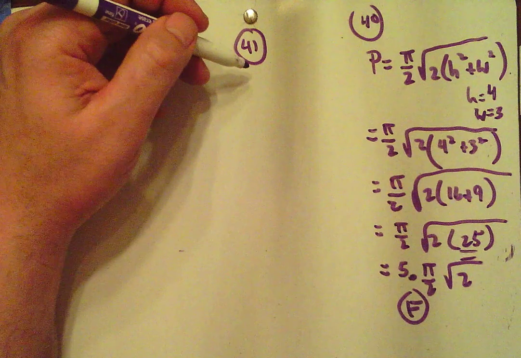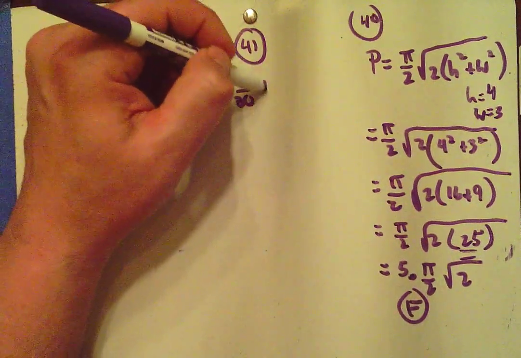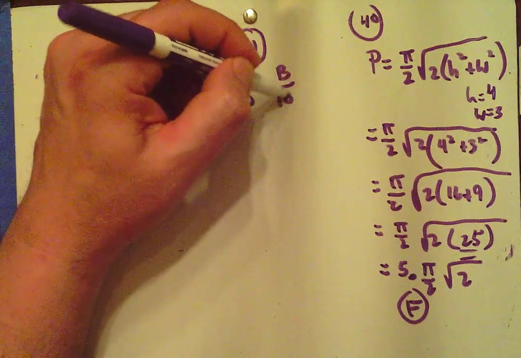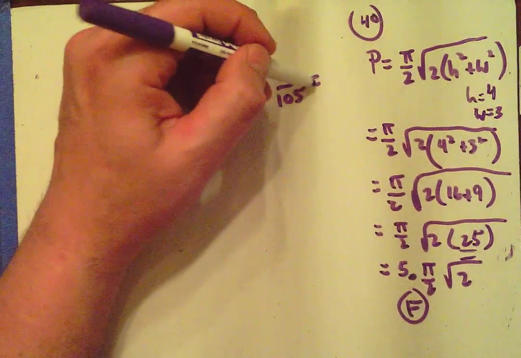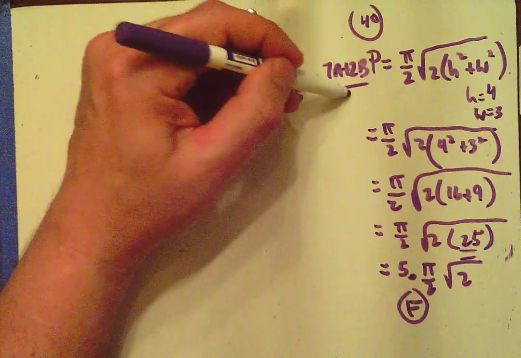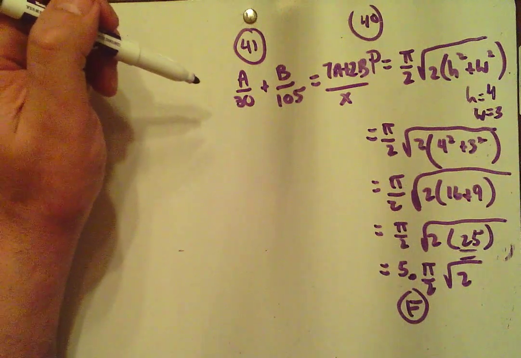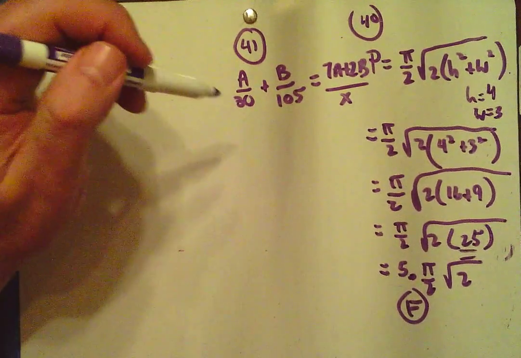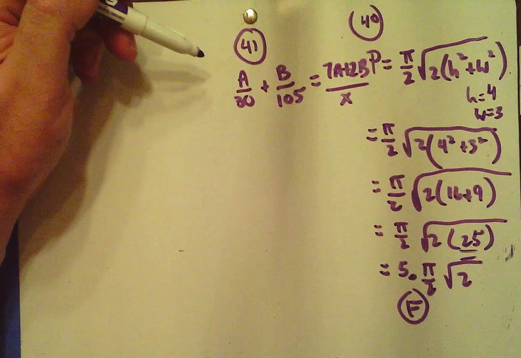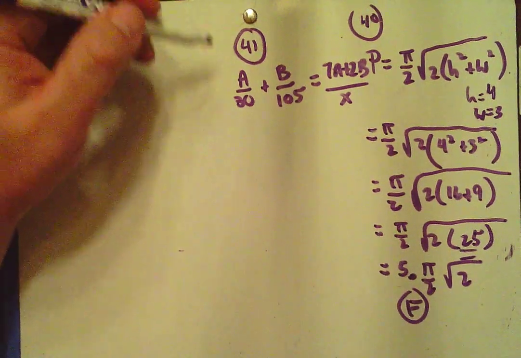Okay, 41. This is the formula for an ellipse. A over 30 plus b over 105 equals (7a plus 2b) over x. Well, that's very interesting. That's not an ellipse formula after all. It's in fact just adding some fractions together. And if I'm going to add these fractions together, I'm going to need a common denominator.